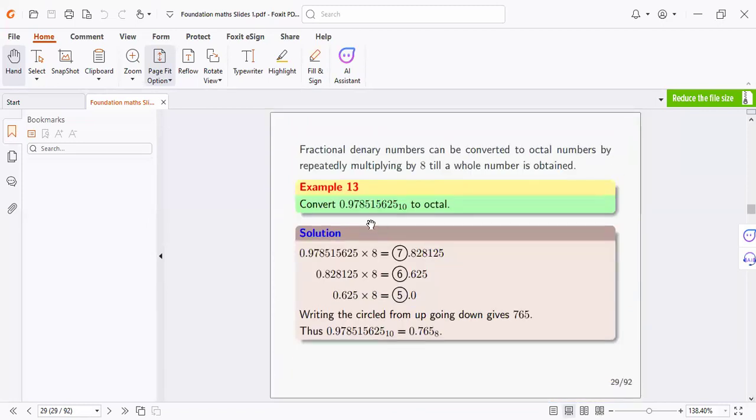Now you'll try this, convert this to octal. I've already said that you just keep multiplying by 8 until you get a whole number. I've done that, I've found 5. When you are doing that, you write from up going down. So you have 765. Remember, you are dealing with a decimal number, so you have 0.765 as the new number in base 8.